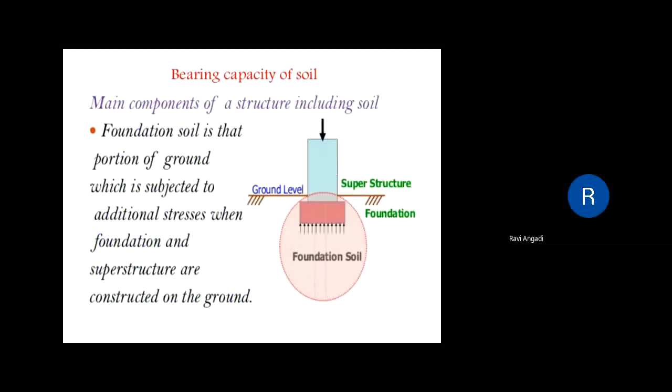Then coming to the bearing capacity of soil, some main components of the structures include the soil. They are the foundation soil. Here we are taking the foundation soil. We already discussed the superstructure. The structure above the ground level is called a superstructure. The structure lying below the ground level is called a substructure. In that substructure again come various components: the foundation soil, the foundations, the footing. So all these terms have to be defined.